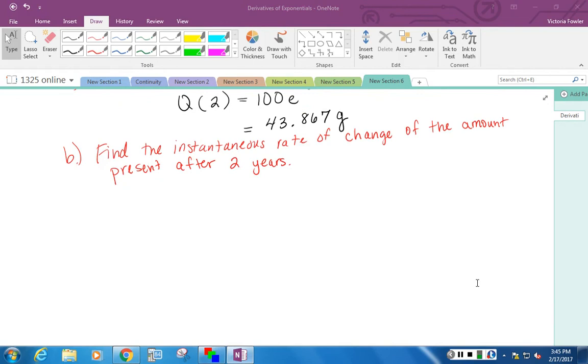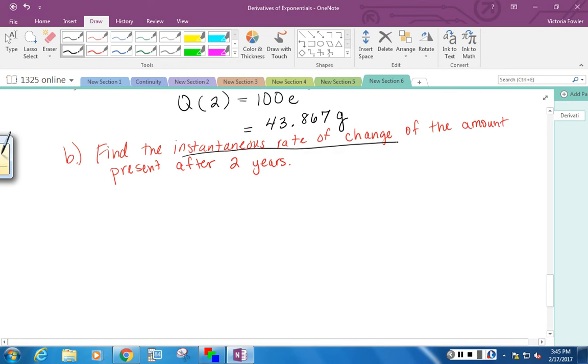Okay, part B here is the calculus. It says find the instantaneous rate of change of the amount present after 2 years. Okay, instantaneous rate of change. I'm going to underline that. That should make us realize that we're talking about taking the derivative. And it specifically says in this case we're going to find it for 2 years.